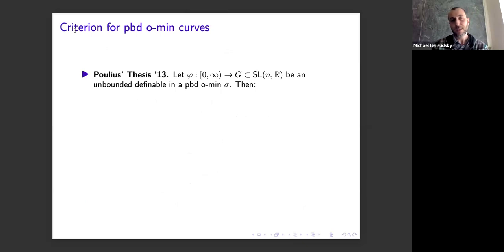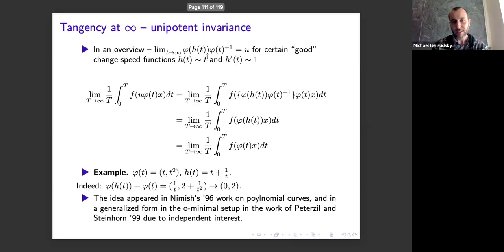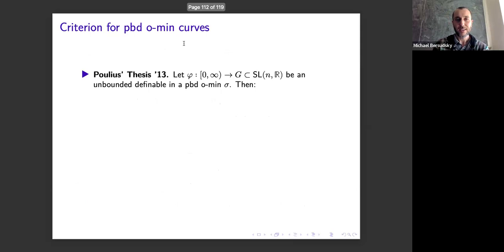So this criterion, to get those functions in the polynomially bounded case, was studied by Starchenko's student, and he provided a very convenient criterion for when we get unipotent invariance using this tangency at infinity. So here is the main statement that we use. Consider a curve in SL_N(R), unbounded and definable in a polynomially bounded o-minimal structure.